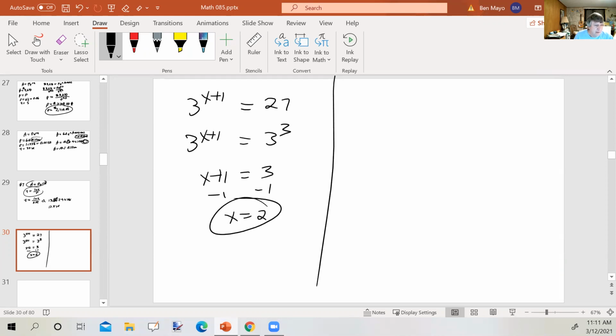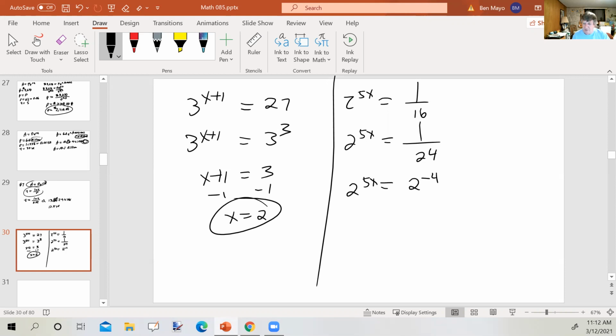Okay, let's take a look at another equation. 2 to the 5x power equals 1/16. Well, I can write 1/16 as 1 over 2 to, let's see, 2 times 2 is 4, times 2 is 8, times 2 is 16. So 2 to the 5x equals 2 to the -4 power. That allows me to move the exponent up on top. So 5x equals -4, and x equals -4/5.